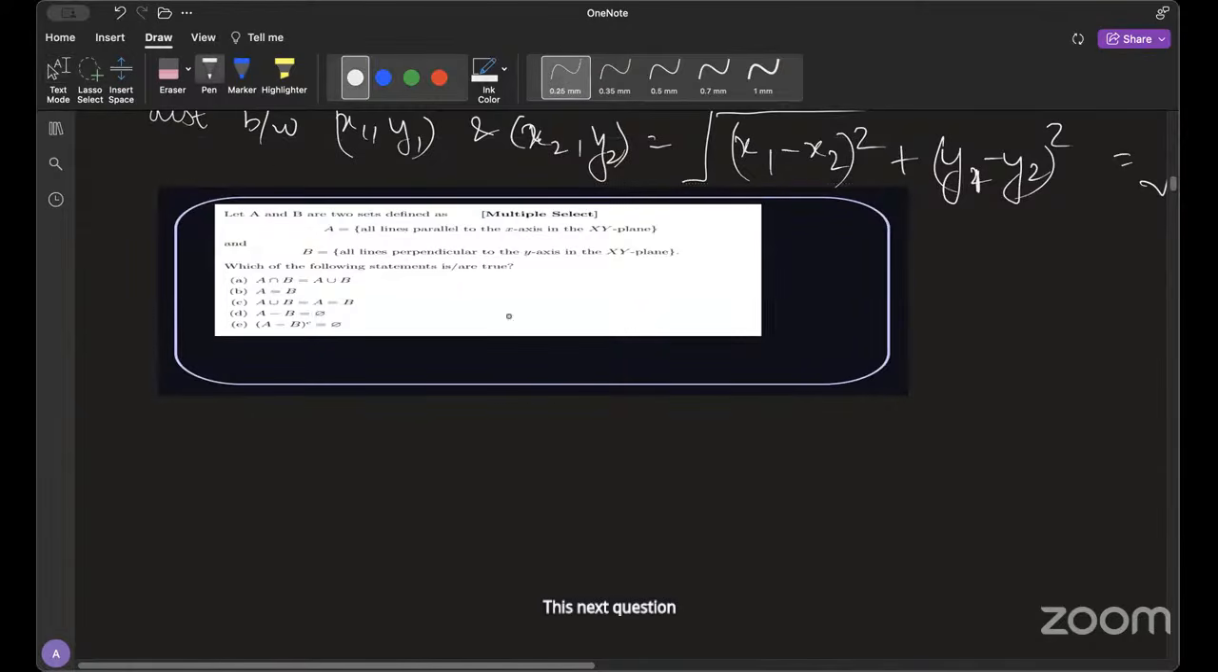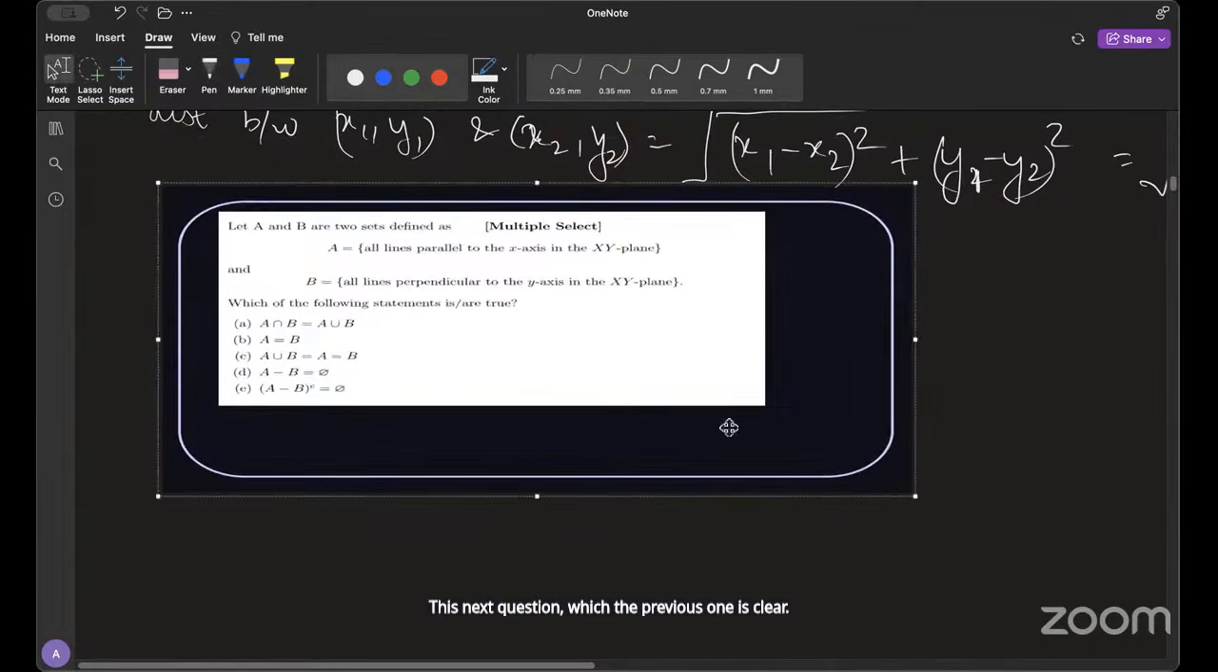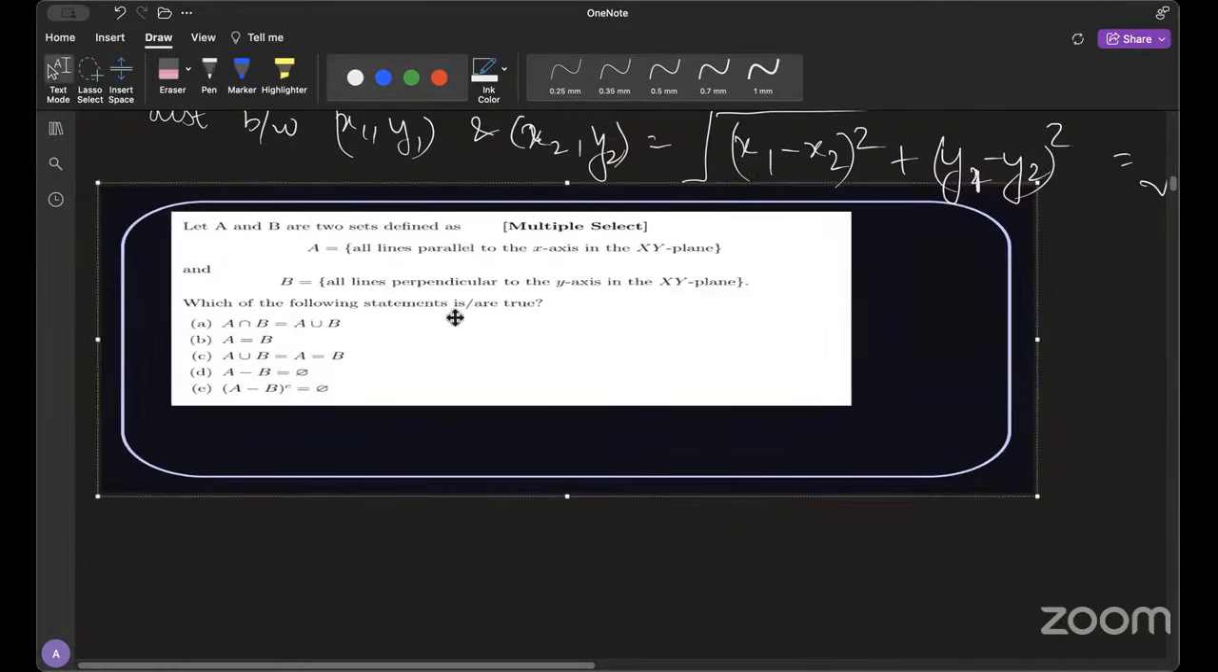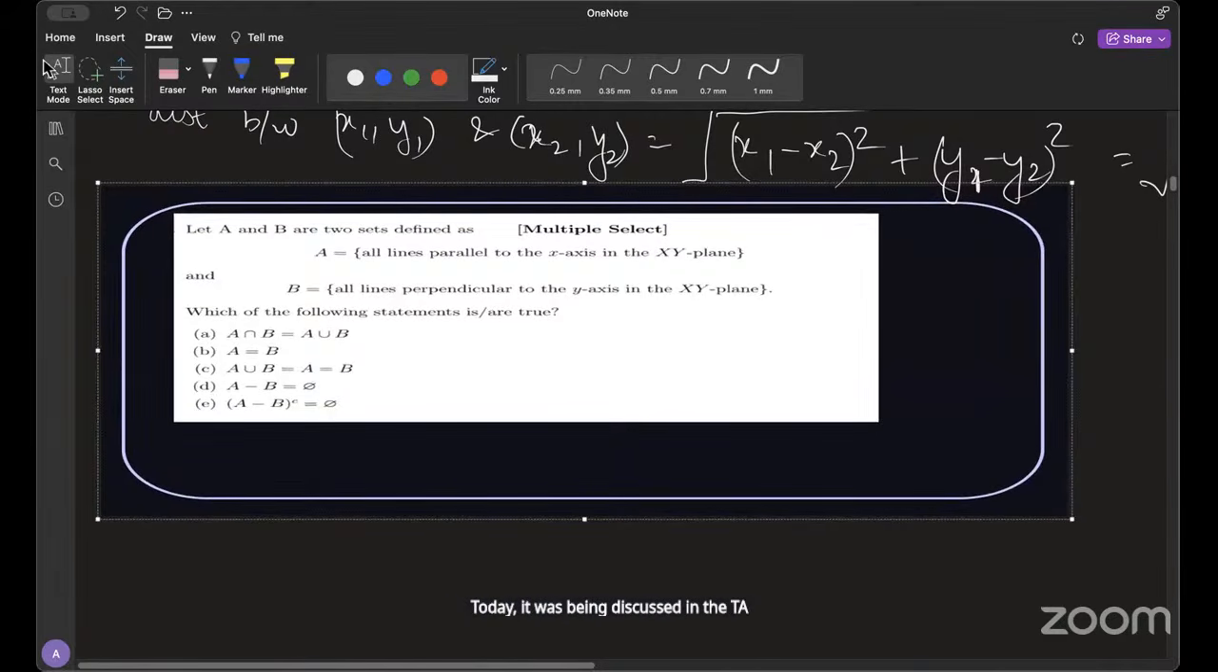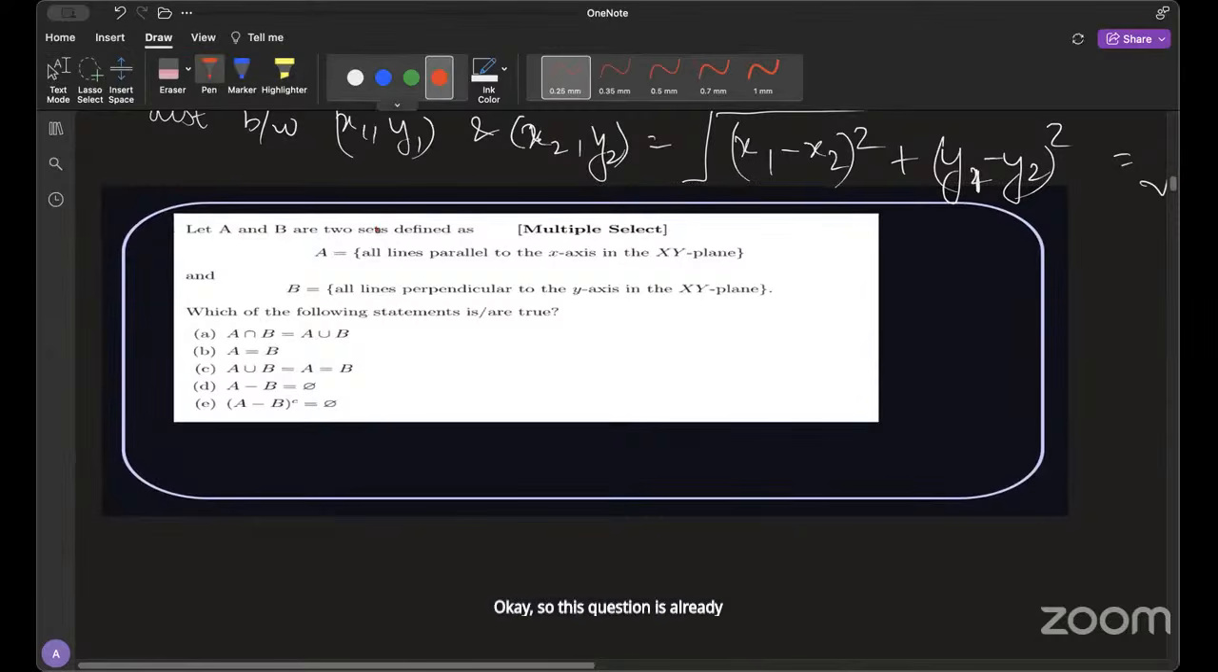Next question, if the previous one is clear. Give this question a try. Today it was being discussed in the TA session. The answer is A, B. This question was already discussed in the TA session, is it? Yeah, it was in the extra practice assignment. So should we move to the next one then? Yeah, if no one has a problem in this one. I guess many of us are not attending TA session 1, so yeah, please, you can take it. Okay, so let's do it here then.